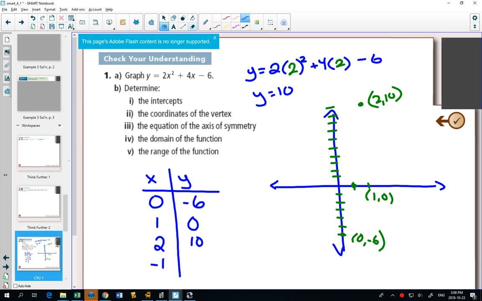Plug in negative 1. So now I'll go back to my equation here and I'll say, what happens when I plug in negative 1? Well, negative 1 squared would be positive 1 times 2, plus 4 times a negative 1, minus 6 will be negative 8. Is that right?